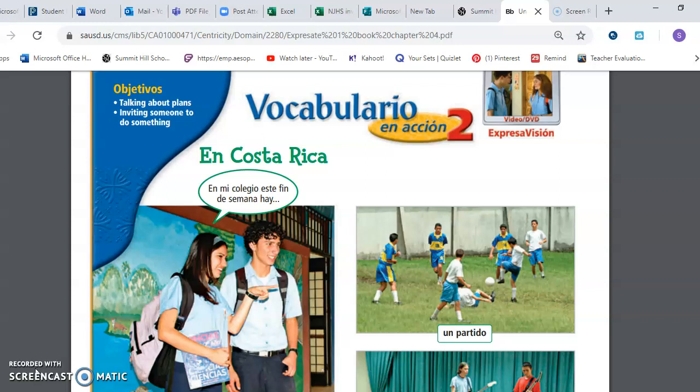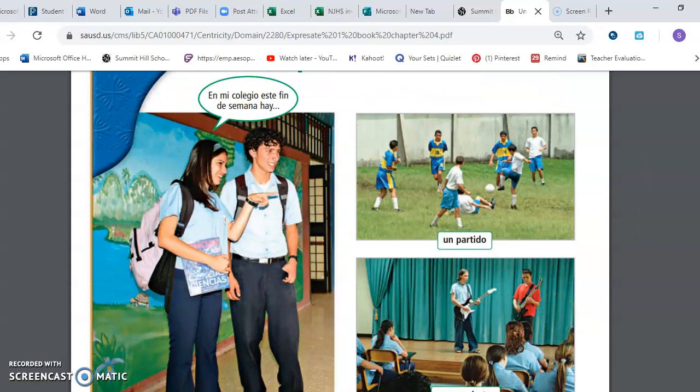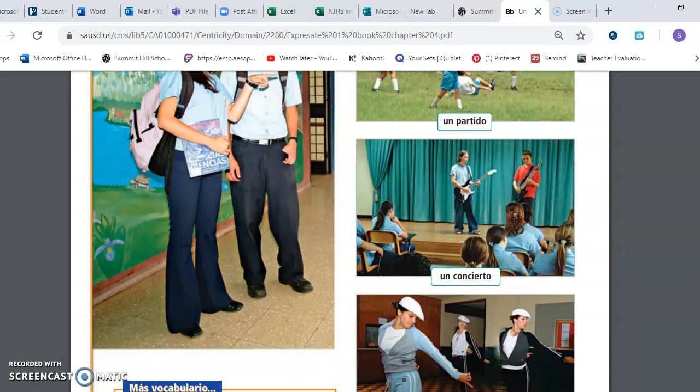So in Costa Rica, en mi colegio este fin de semana, in my school this weekend, there is un partido. Notice that I am saying un. Un means a or an. We have the un and then we have the una. Notice that partido is singular masculine. That's why I'm using un. If you look for a soccer match or a game, you're going to say el partido. However, when you're going to say a or an, you have to switch those articles from el to un.